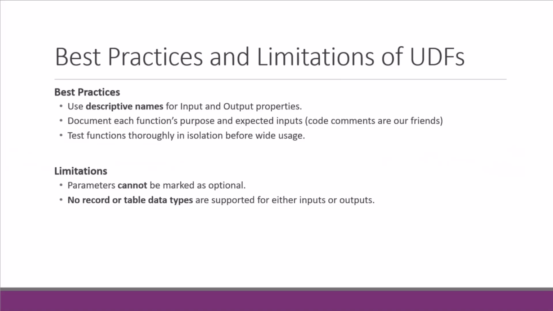No record or table data types are supported for either inputs or outputs right now. Is there a way that you could potentially use the old untyped object in there? Potentially, but we're not going to go into that today because we don't have time. But if you must investigate whether you can make a record input or table input on your user-defined functions, I would point you toward the untyped object.